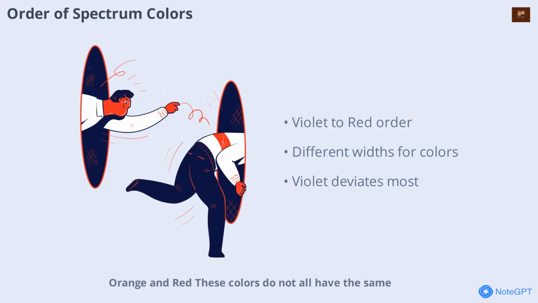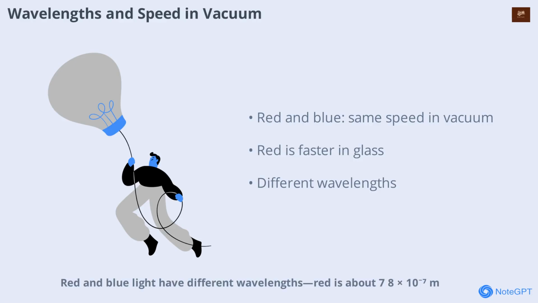These colors do not all have the same width in the spectrum, some are wider than others. Violet is deviated the most while red is deviated the least, creating the classic rainbow order. Red and blue light have different wavelengths. Red is about 7.8 times 10 to the power minus 7 m, blue is about 4.8 times 10 to the power minus 7 m in vacuum. Both travel at the same speed, the speed of light. But in glass, red light travels faster than blue light, which is why they separate in a prism.